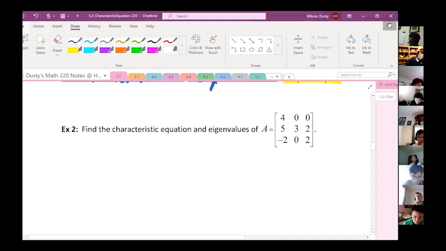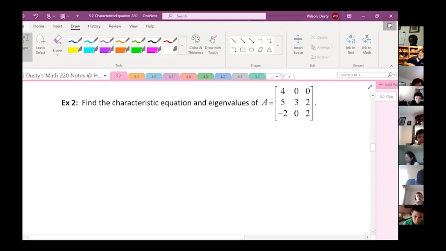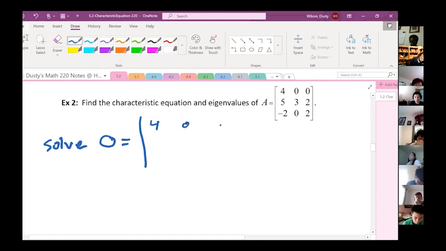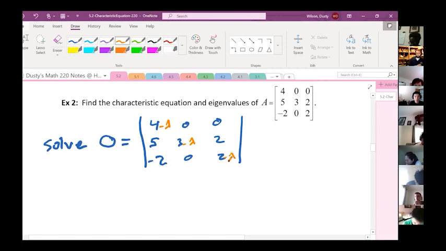So here we are in example 2. If I want to find the characteristic equation and the eigenvalues of A, then that means I need to solve 0 equals, and then I'm no longer going to write the det. I'm just going to use the vertical bars for the determinant. So I have 4, 0, 0, 5, 3, 2, minus 2, 0, 2. And then in order to make this work, I have a minus lambda, minus lambda, minus lambda along the diagonal.